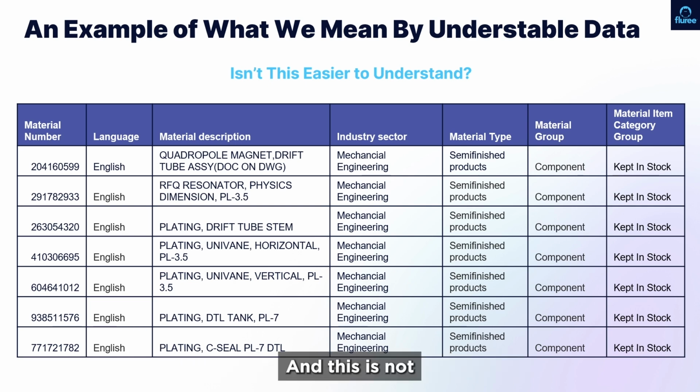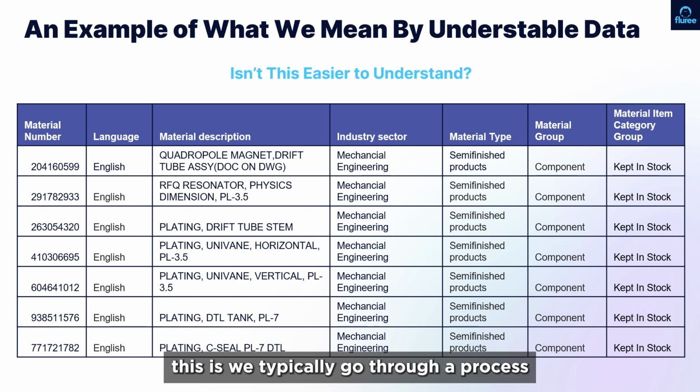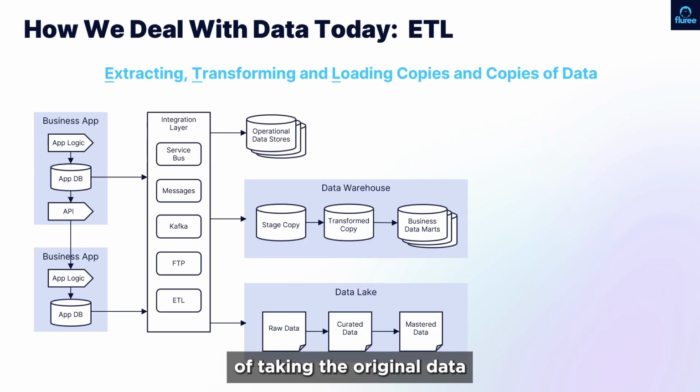Now, this is not a relatively new problem. This is a well-understood, well-tread problem. And the way that we've typically tried to solve this is we typically go through a process of taking the original data in its original form and then transforming it and converting it to new forms. And the way that we did this historically was through a process called ETL, or extract, transform, and load.